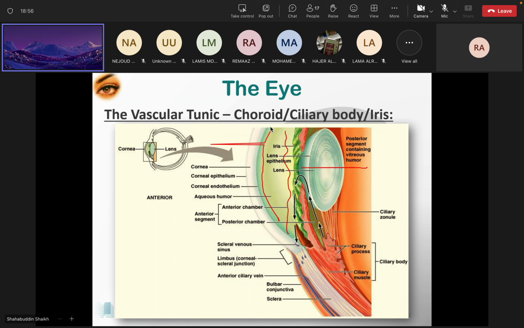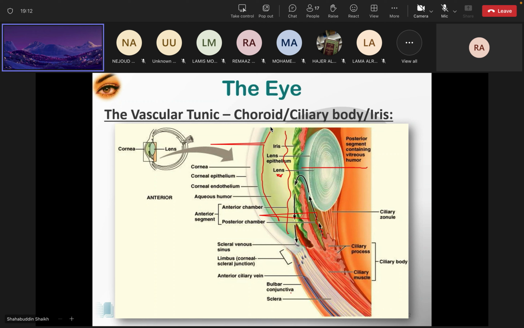Now this is one of the mechanisms how pressure is increased. Either the secretion is more than absorption. Okay? Secretion is more than absorption, then this will cause more pressure in the eye. So this will cause glaucoma.